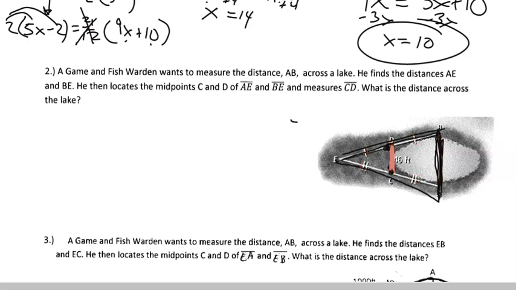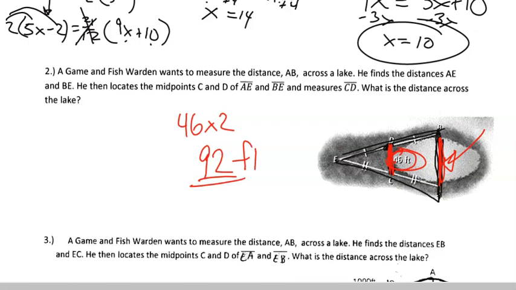They say that the midsegment is 46 feet. So what would this be? Do we have the short equal the long, or do we double the short and set it equal to the long? We would double the midsegment, and that will be the length of the long side. So if the midsegment was 46, we just have to multiply by 2 to get 92, and that would be the length across the lake, 92 feet.